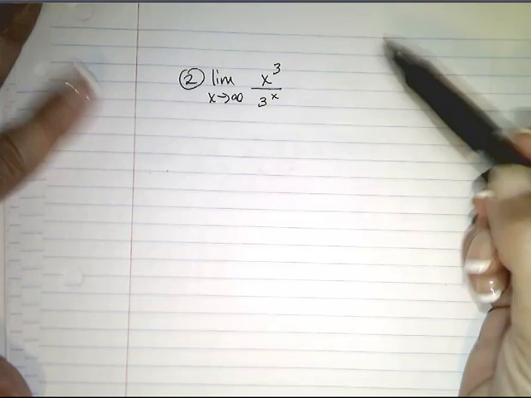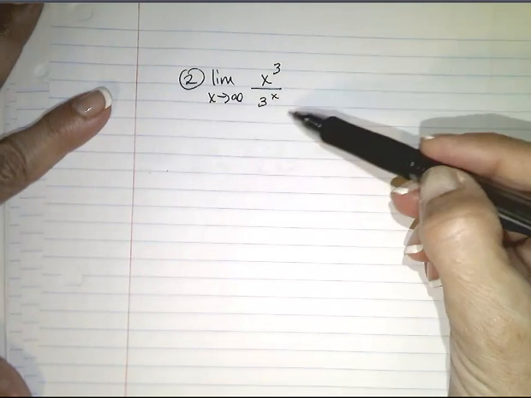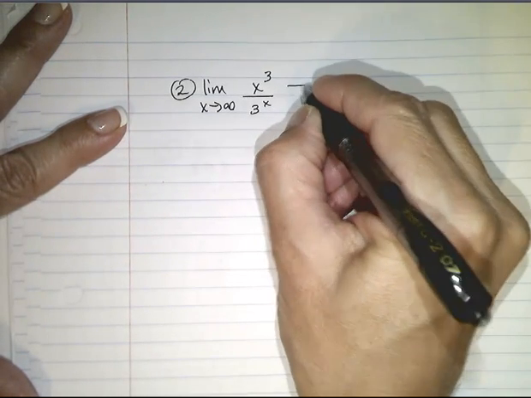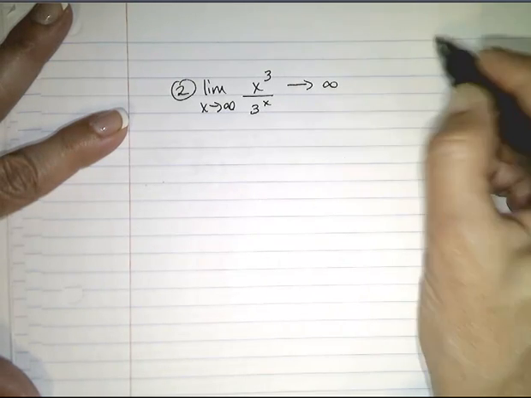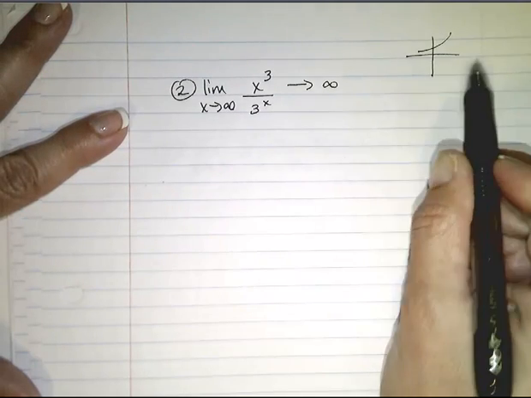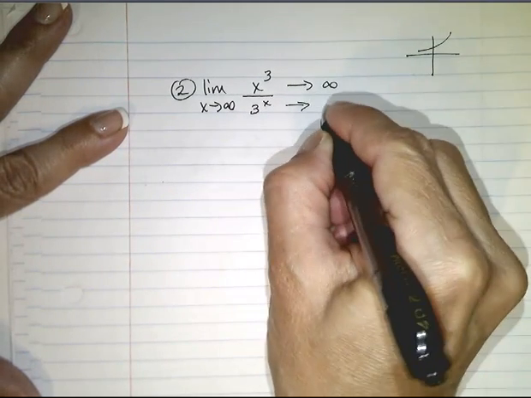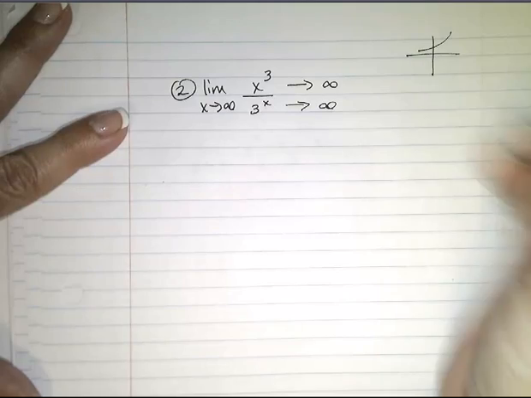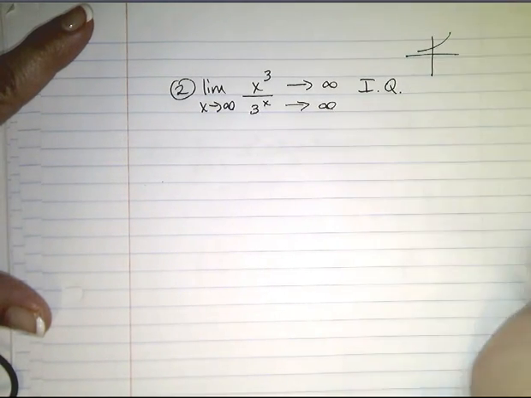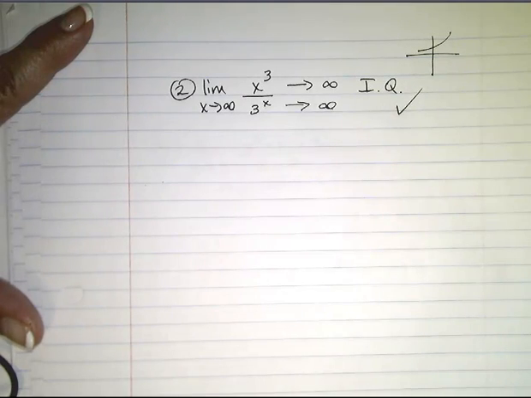Let's look at the limit as x goes to infinity of x cubed over 3 to the x. Well, we know that as x goes to infinity, x cubed also goes to infinity. And we know the graph of 3 to the x looks like that. And as x gets really big, 3 to the x gets really big. So they both go to infinity. So infinity over infinity is an indeterminate quotient, and so L'Hopital's rule applies.